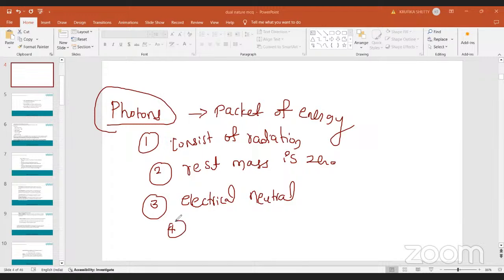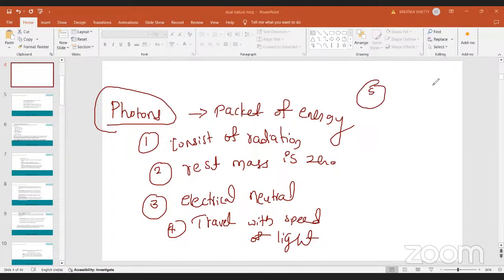The fourth point, the photons travel with the speed of light. Photons travel with the speed of light. That is the fourth property. The fifth property is the momentum of the photon is given by h divided by lambda. So P is the momentum, h is the Planck's constant, lambda is the wavelength. And the energy of each photon is given by E is equal to h nu.